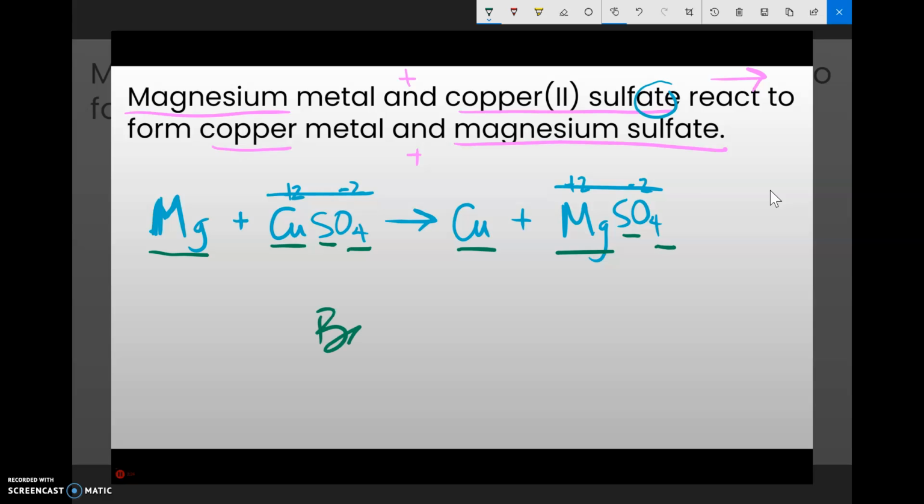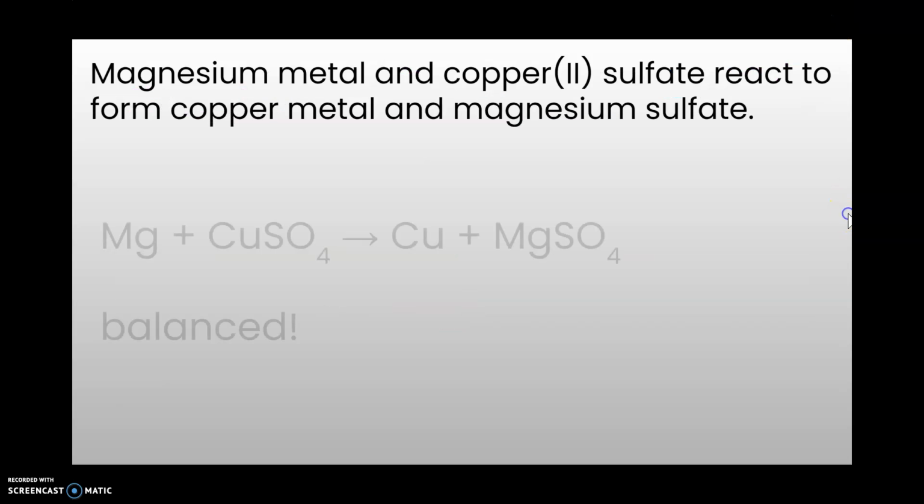This one is already balanced, and sometimes this happens. You can either write the word balanced out to the side, like right here, or you can just leave it alone, because you should know that it's balanced if you don't have any coefficients in front of it. Okay, good job. Let's do another one.